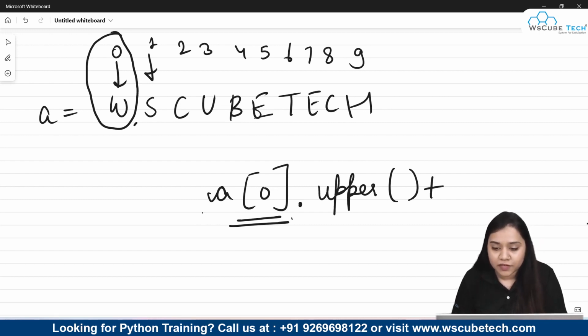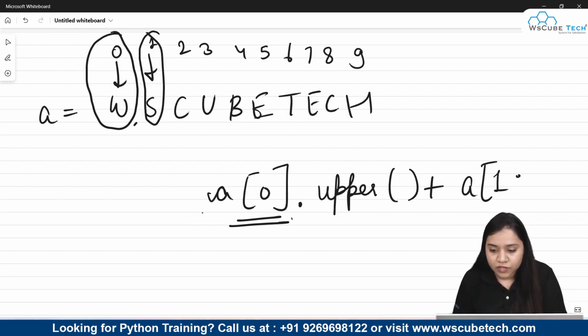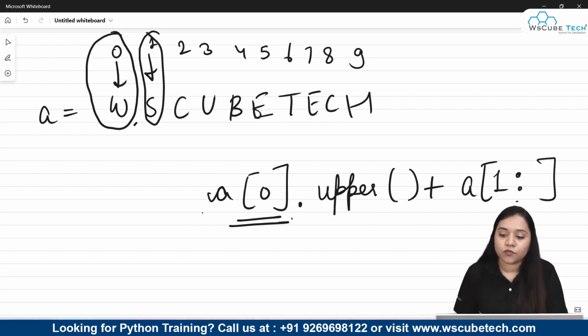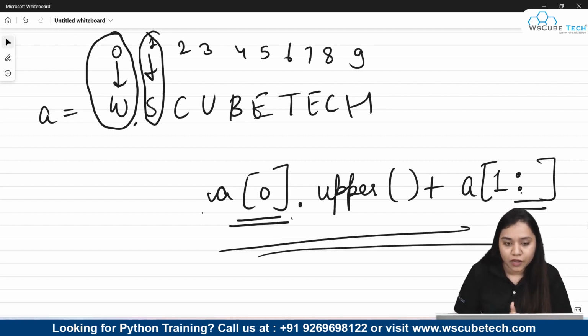So plus we will be writing the rest of the string, so A, and for the rest of the string, it starts from number 1 and goes up to the end, so we'll be writing 1 and colon. The colon over here defines that it is going up to the end. We don't need to write 9 or 10 over here. We can just directly write the default value colon. If you write colon over here, that means you don't need to define at which letter it will end. It will end at the end of the string. This is the method that we will be applying over here. Let's have a look on how it can be done.